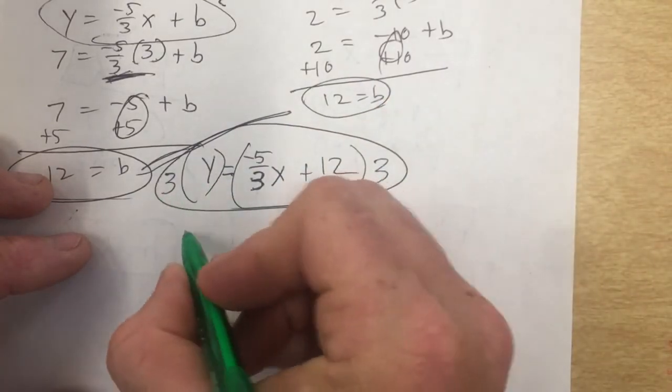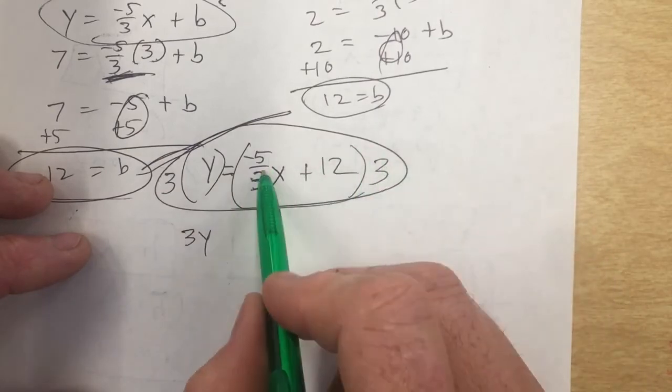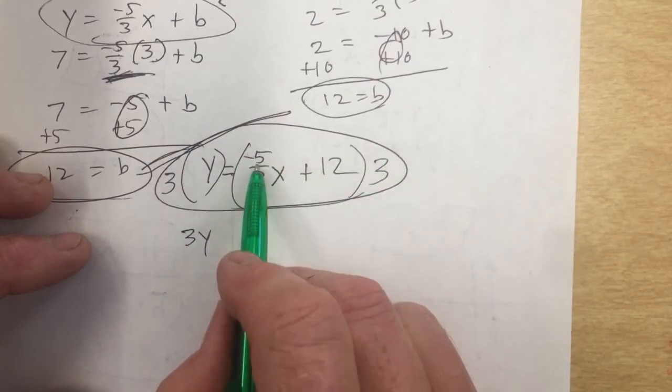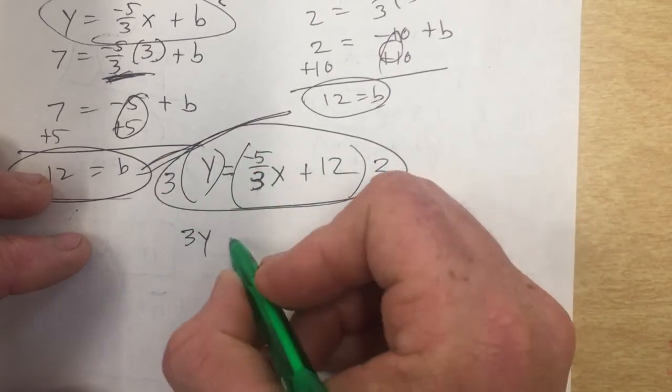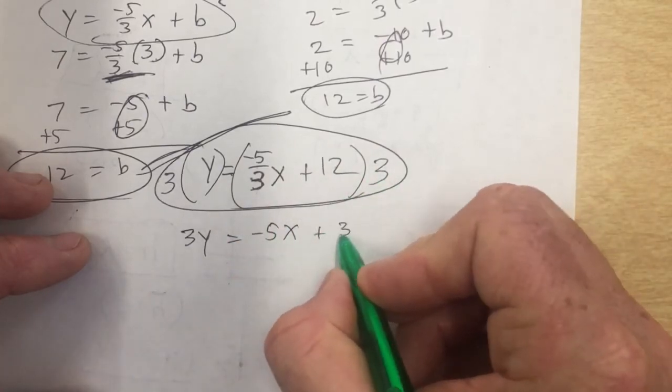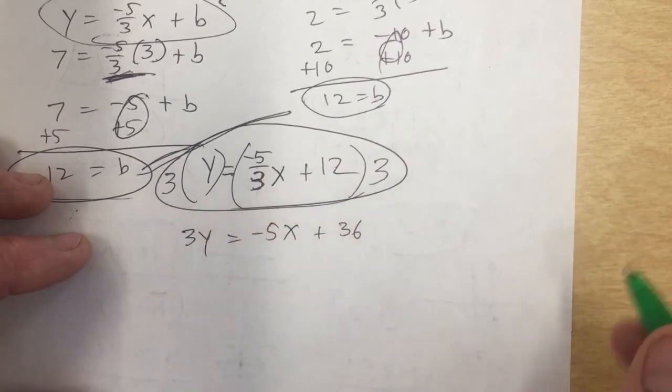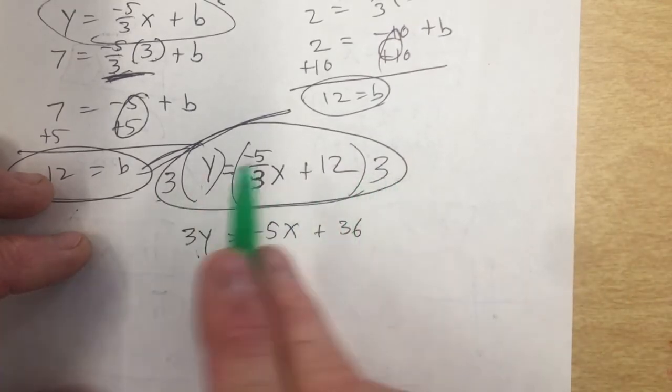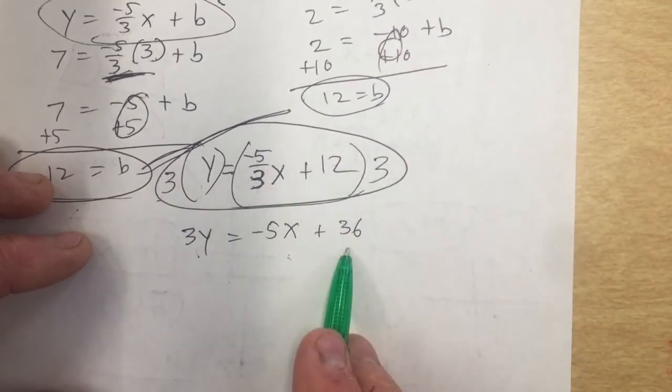So 3 times y would be 3y. 3 times -5/3, just use your calculator, -5 divided by 3 times 3 would be -5x. And then 3 times 12 would be 36. So I do 3 times everything: 3 times y, 3 times 5/3, 3 times 12.